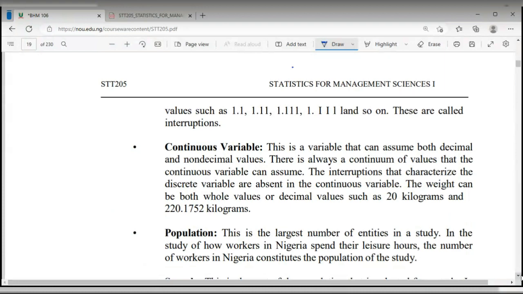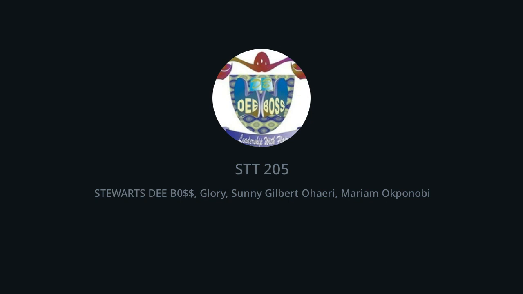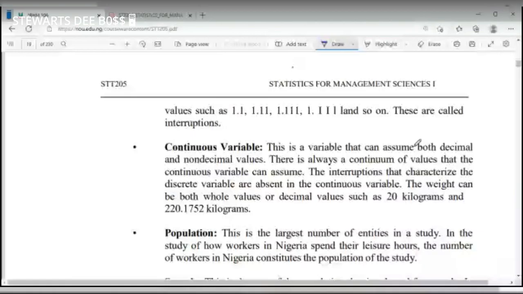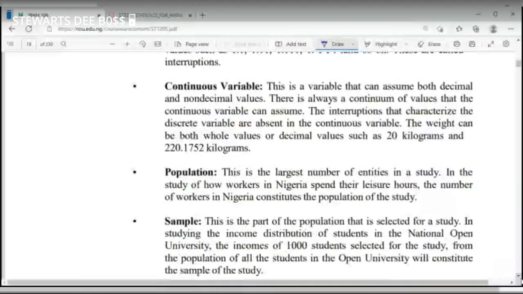kilograms. So this one can be both whole numbers and it can also be decimals. But in the discrete case, it's always whole numbers, and in between those whole numbers, there are infinite numbers of interruptions.